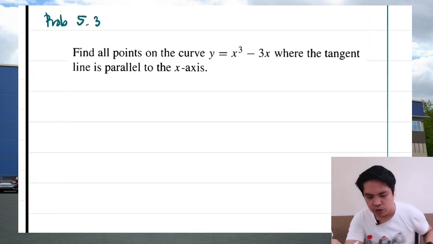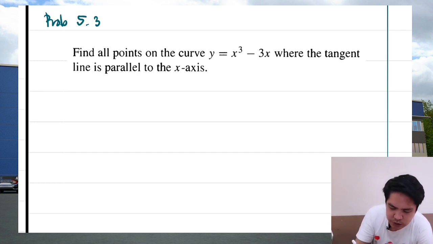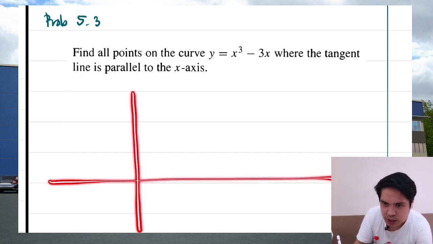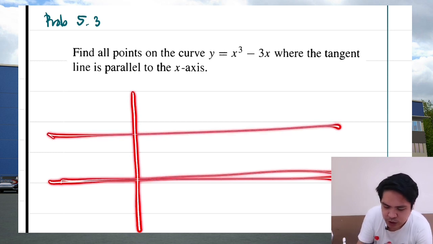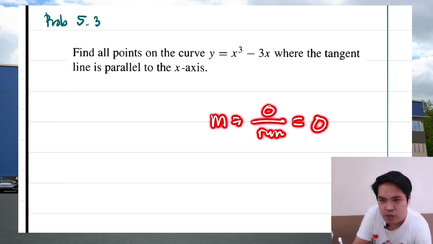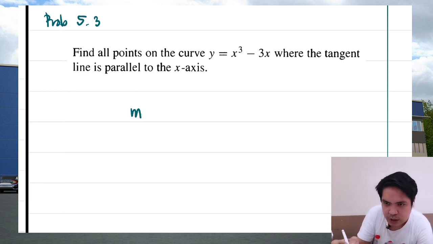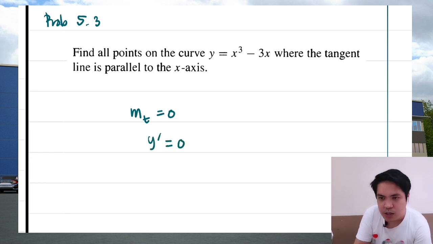Find all points on the curve y is equal to x cubed minus 3x where the tangent line is parallel to the x-axis. Okay. First, the tangent line daw is parallel to the x-axis. So the x-axis is horizontal, therefore the tangent line being described in this problem is also horizontal. Okay? So when a line is horizontal, that means puro siya run, wala siyang rise. Diba? Zero rise, puro run. So therefore, the slope of that is 0. So we say that the slope of this particular tangent that we are describing is 0. Hence, y prime should be 0.